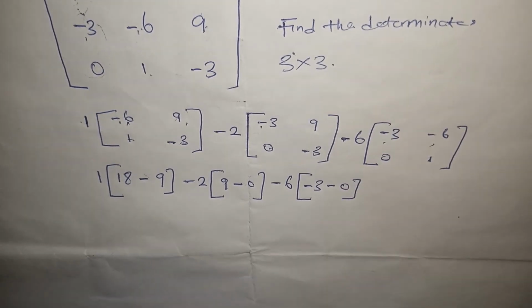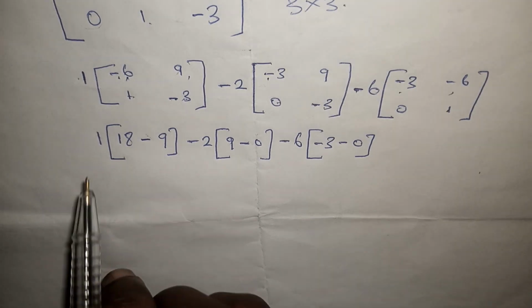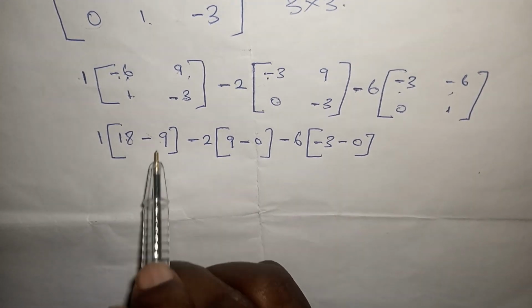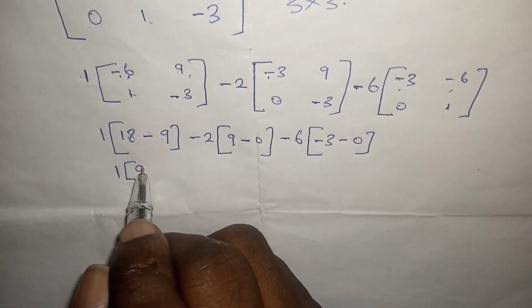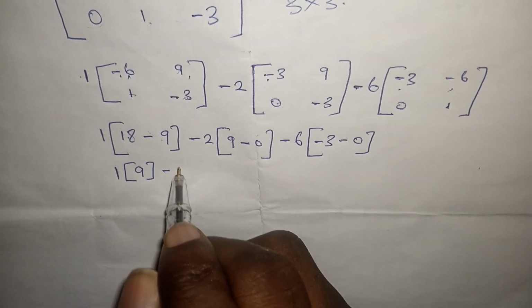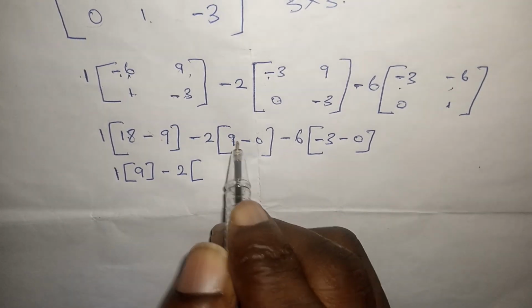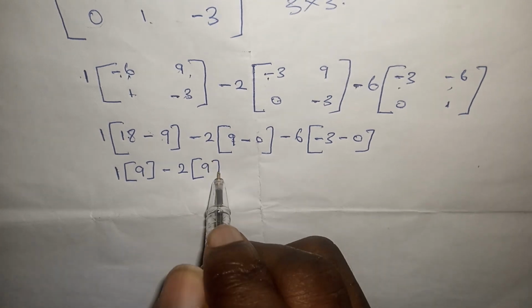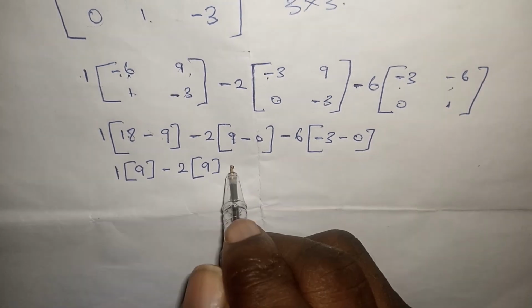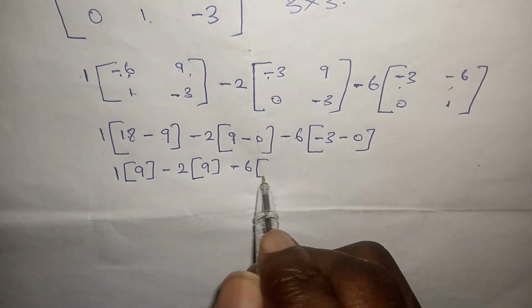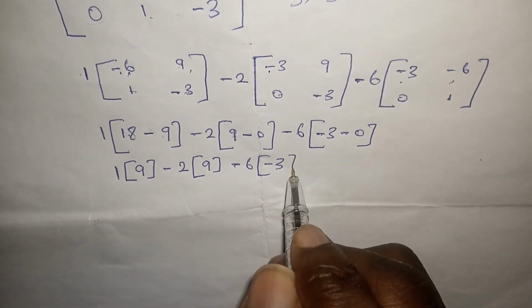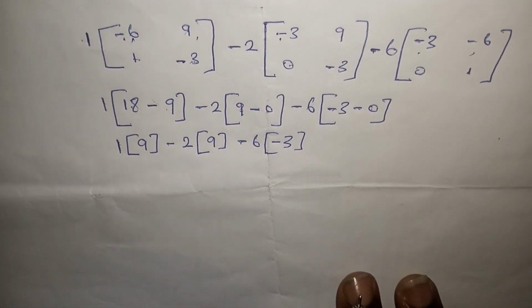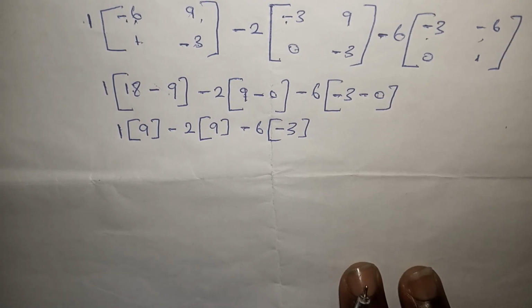So from here, 18 minus 9, we are left with 9. So 1 times 9, minus 2 times 9 minus 0, which is 9. From here we are having negative 6, then minus 3 minus 0 is going to give us minus 3. We are now having something like this.